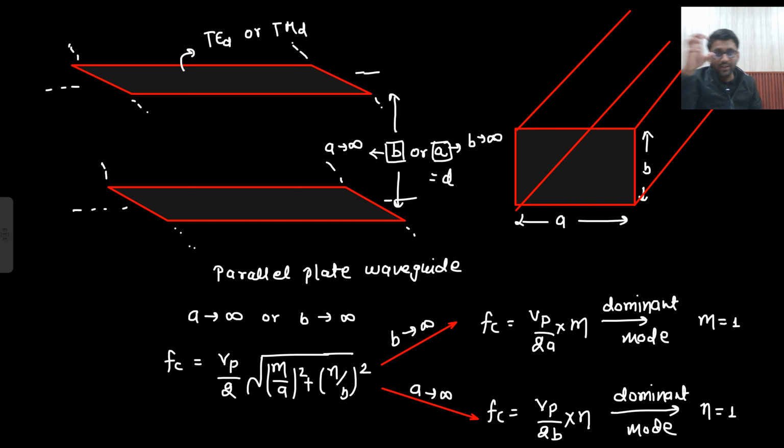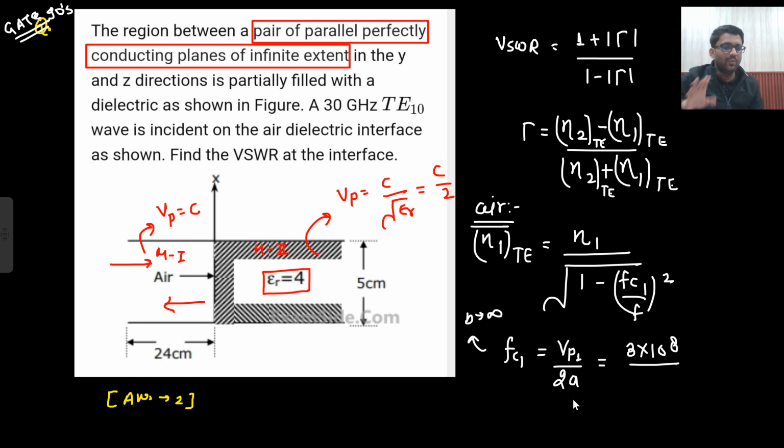So you do not need to study the parallel plate waveguide separately. If you have studied the rectangular waveguide, then you can derive all the formulas of the parallel plate waveguide. Because only the cutoff frequency will change. How the cutoff frequency will change, that I have also told you. One of the values will be infinity, because it is spread till infinity. So you either take A as infinity or B as infinity. Usually we take A as the larger distance, so I would take A as infinity and use this formula. For the dominant mode n equals to 1, so my formula will be Vp by 2A. Now let's come to the second point, that this is air, so here my Fc1 will be Vp by 2A, and 2A is 5 centimeter.